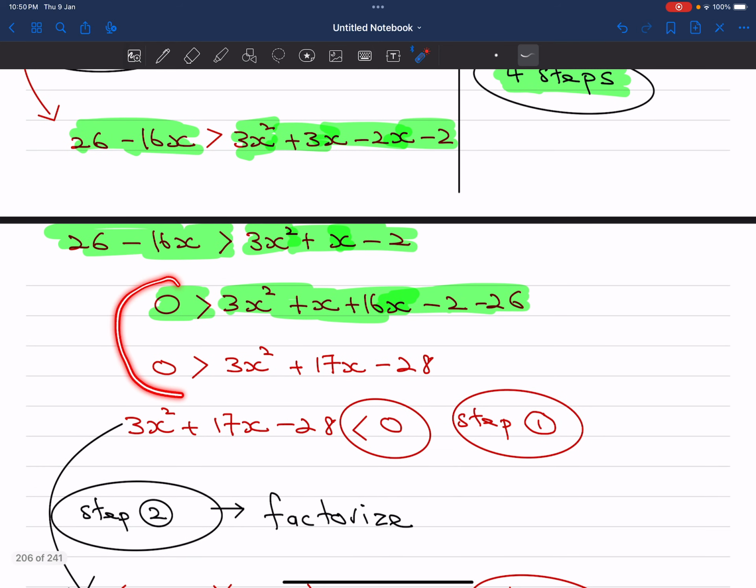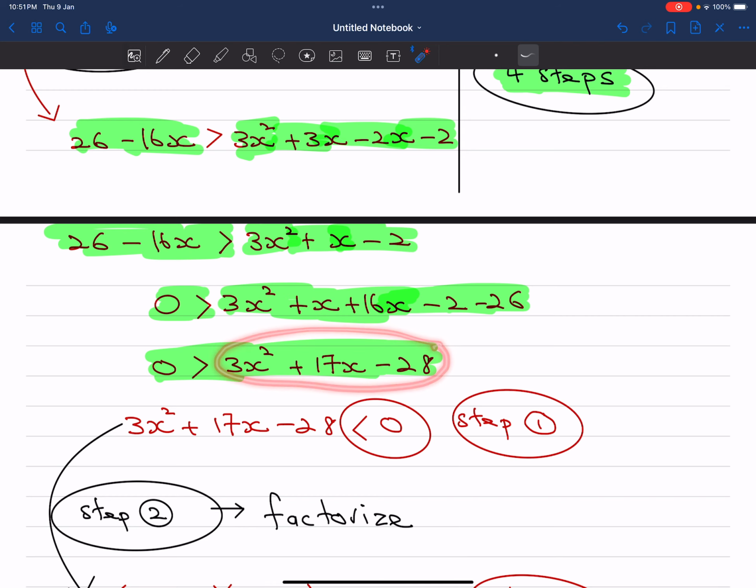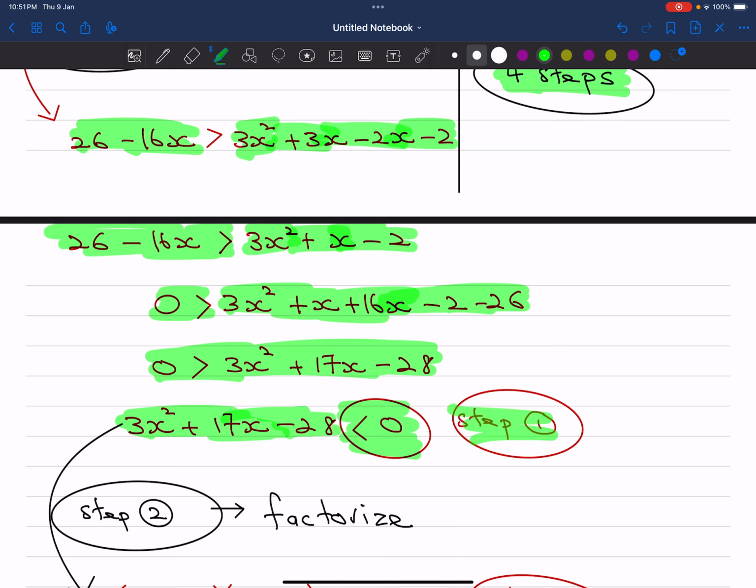Simplify. 0 more than 3x squared, copy back. X plus 16x, I have my 17x. Minus 2 minus 26, minus 28. So if you notice, I've achieved the 0. Now this equation, I'm just going to exchange place. I want to make the expression on the right hand side, I want to write on the left hand side. So now I have 3x squared plus 17x minus 28. You remember? If you are looking from this way, this expression is less than 0. You are looking at this way. This expression is less than 0, which I have written here, less than 0.